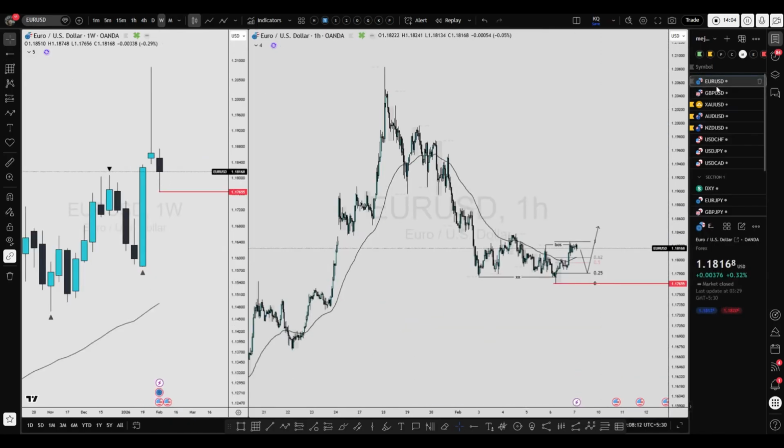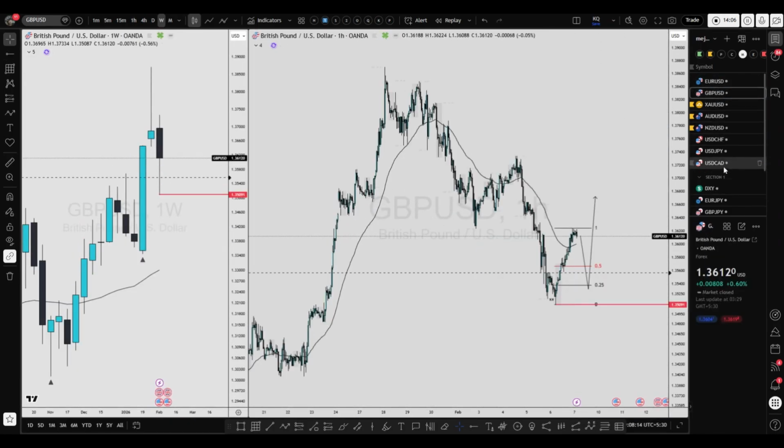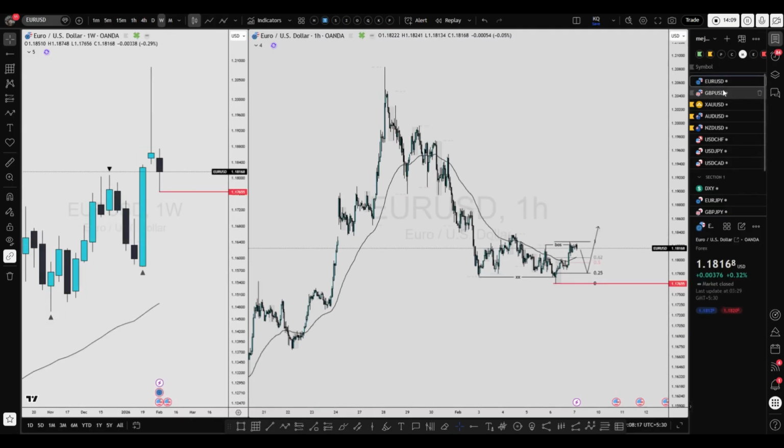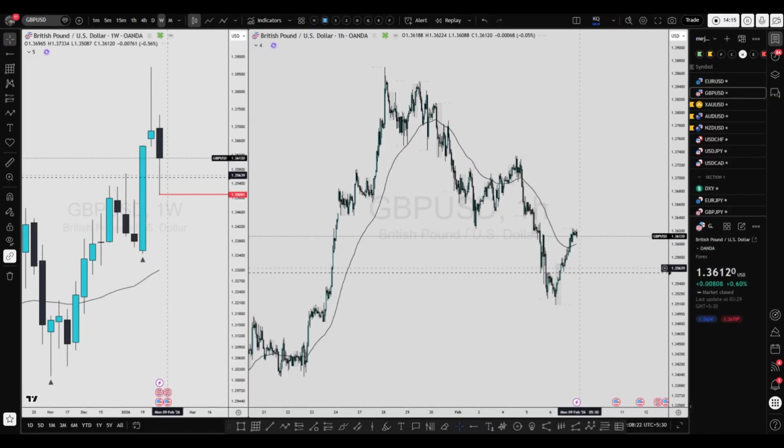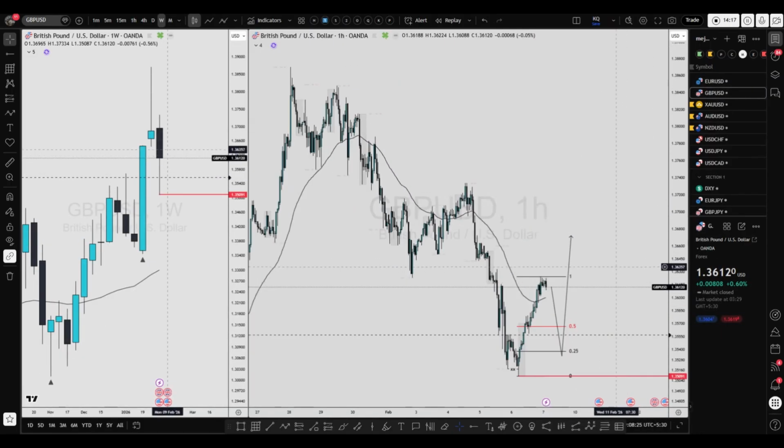What was my bias in euro? Yeah, Dixie bias is perfectly lining up with my Euro USD and GBP USD bias, and definitely not lining up with these trade ideas. So these two trade ideas are definitely very low probability.